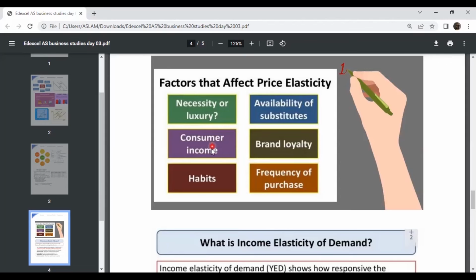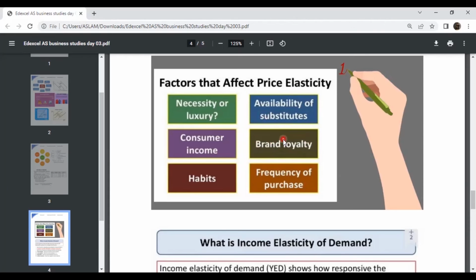Then we move on to the next part, brand loyalty. How much brand loyal are you when you are purchasing a product is what you need to consider. If you have very high brand loyalty, whatever the price goes up, you will buy. Then in elastic demand, if you have very little brand loyalty, you are not concerned about the brand.